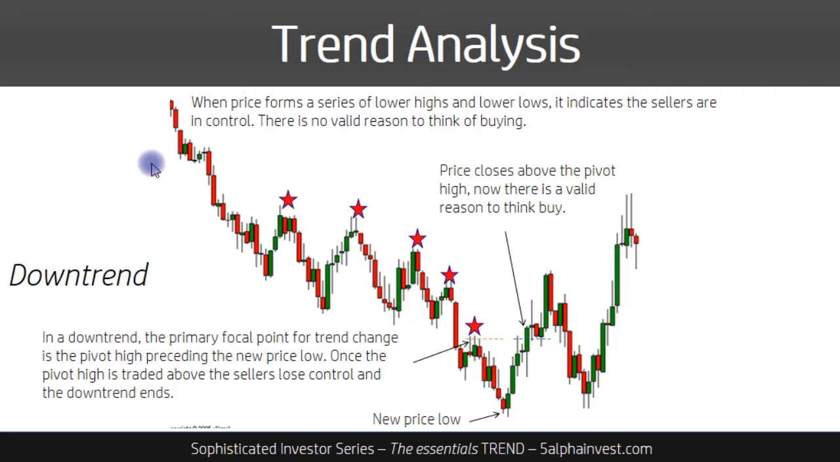In this price chart here, the raw price action, we have price forming a series of lower pivot highs, which is denoted by the red stars. There's our lower pivot highs. And we have price forming a series of lower pivot lows. Okay, so we have a clear downtrend here. The supply is overwhelming. The sellers are in control.